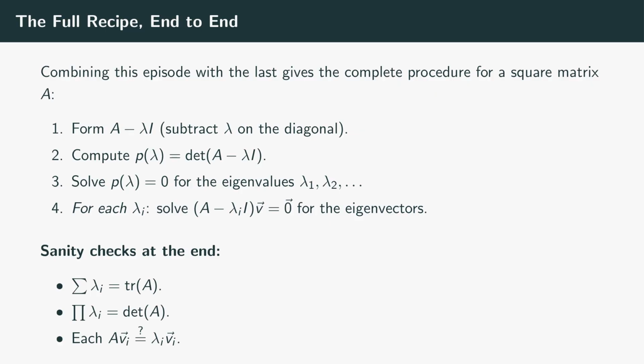And finish with the sanity checks that catch nearly every mistake: confirm the eigenvalues sum to the trace, confirm they multiply to the determinant, and for good measure plug each eigenvector back into the matrix to verify it really gets scaled by its eigenvalue. Four steps to find them, three checks to trust them. With this recipe you can fully analyze any small matrix by hand.